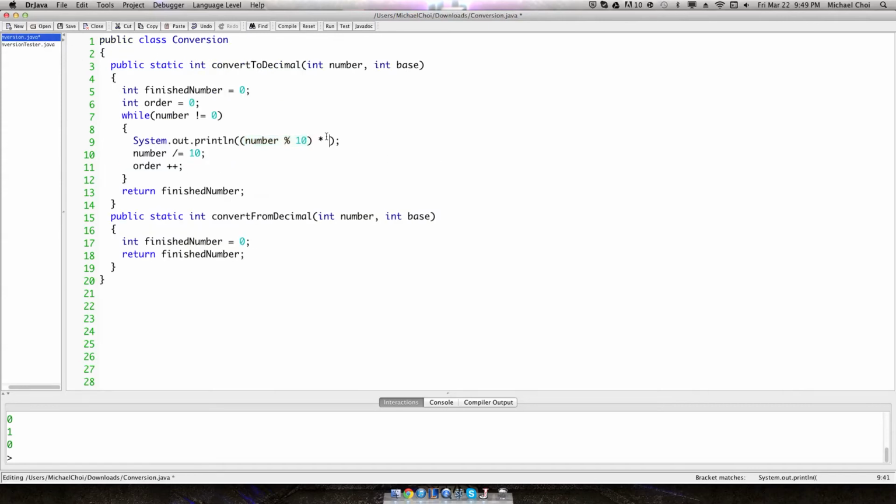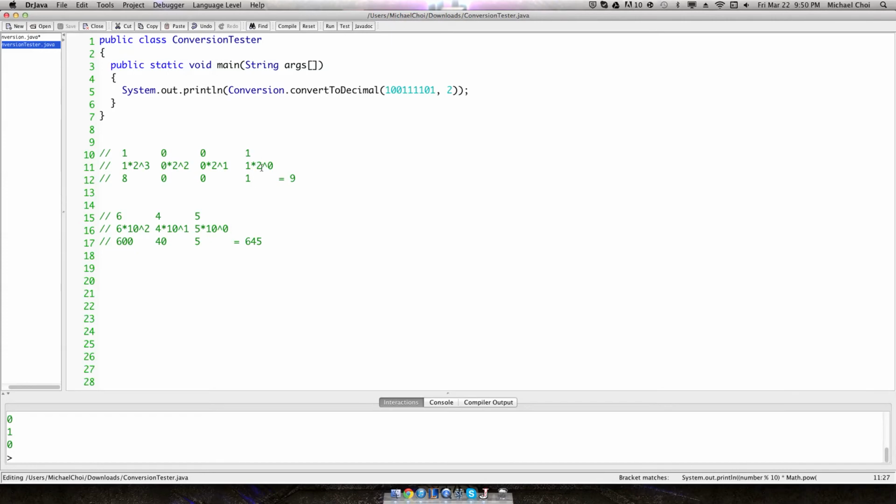And then we have to multiply it by base to the order. The way we're going to represent that in Java is Math.pow(base, order). And every time we go to the next digit, our order increases by 1. We go to the next one, and so on and so forth.